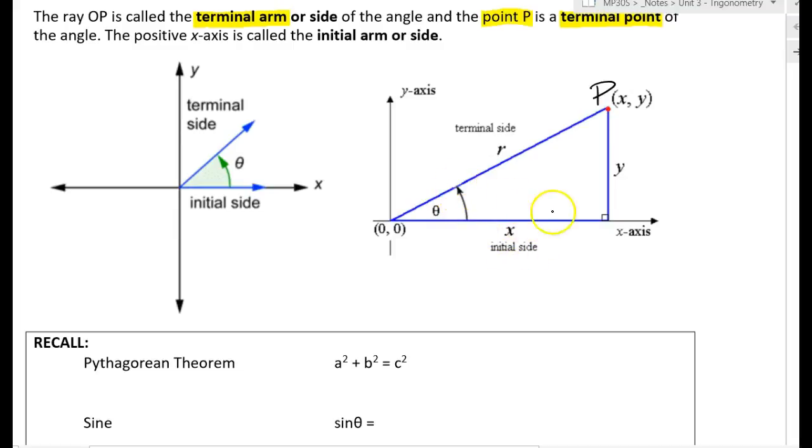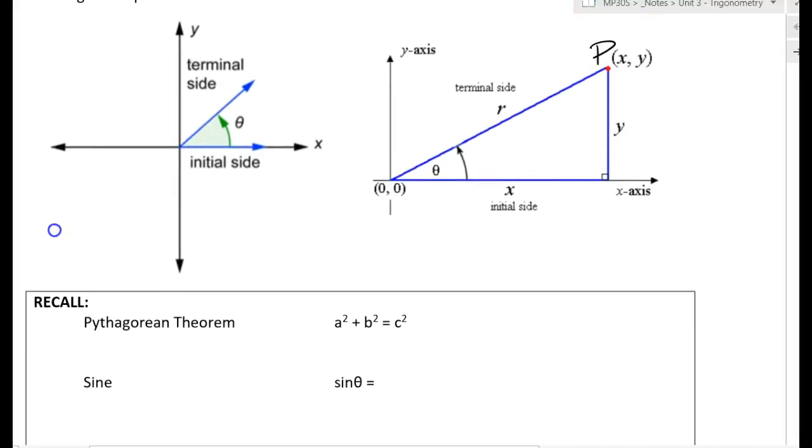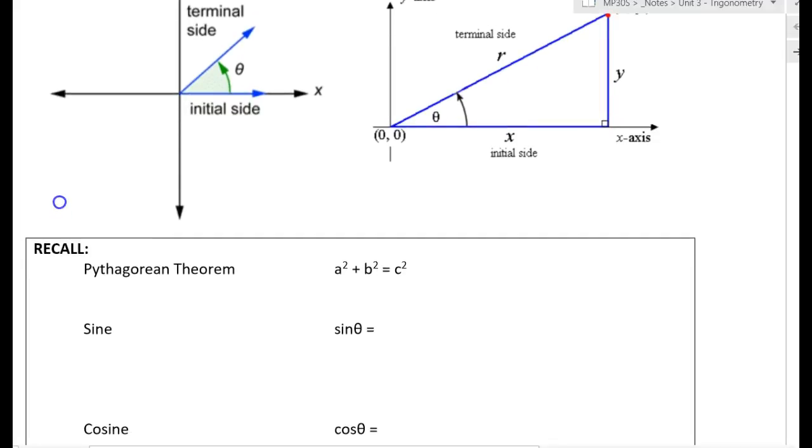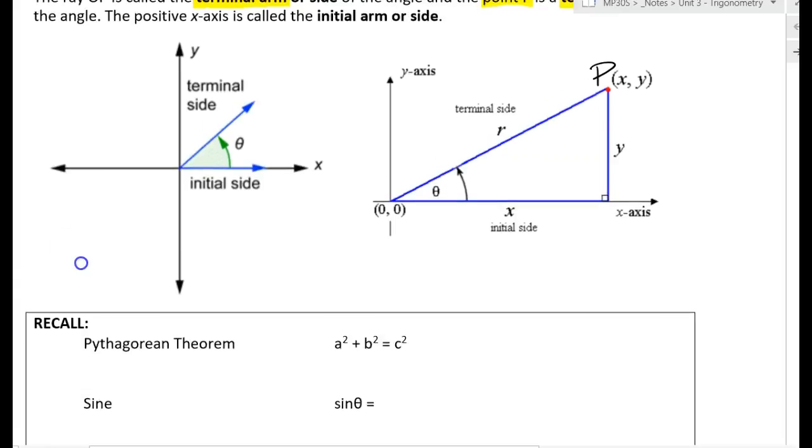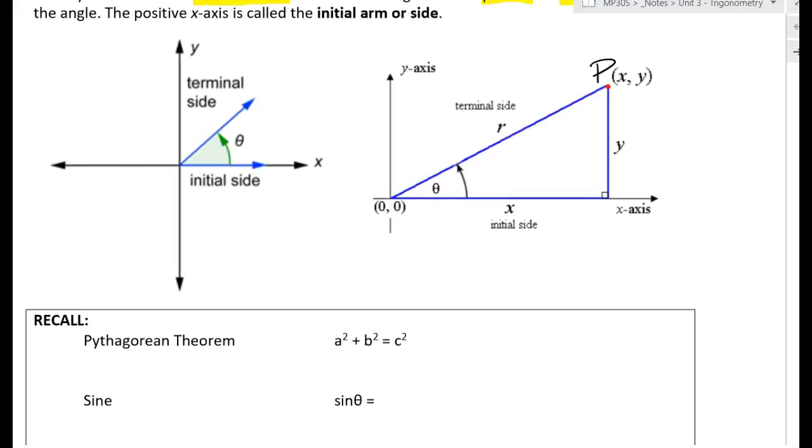We can then call our horizontal side our x side or initial side, and y is going to be my vertical distance from my x-axis. The Pythagorean theorem is a squared plus b squared equals c squared. We could rewrite this in terms of our variables in this picture. We're going to be using this picture to complete this box here. So instead of a squared plus b squared equals c squared, we're going to say x squared plus y squared equals r squared.